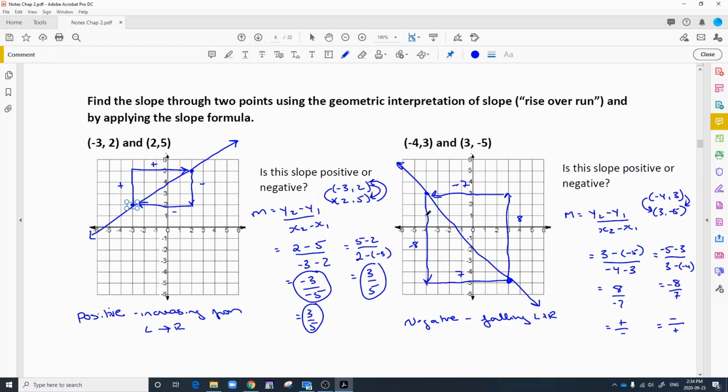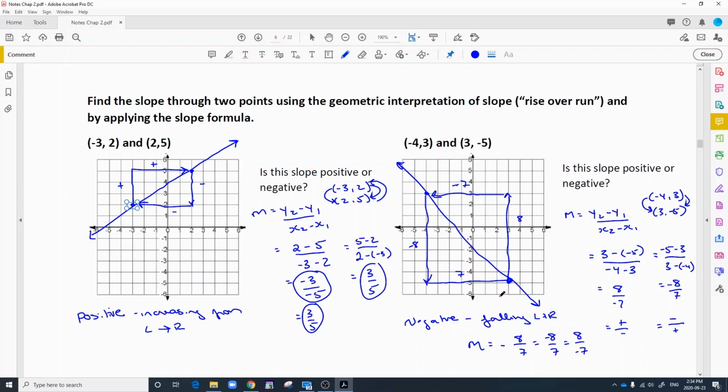Or I could start here and go down 8 and right 7, and I still have that same slope of -8/7. In fact, when I answer my slope, I don't put the negative sign top or bottom. I put it out front, and that means that it could be on top or on the bottom. It does not matter. All of those will graph this line.